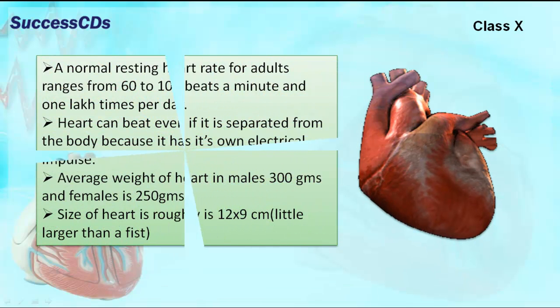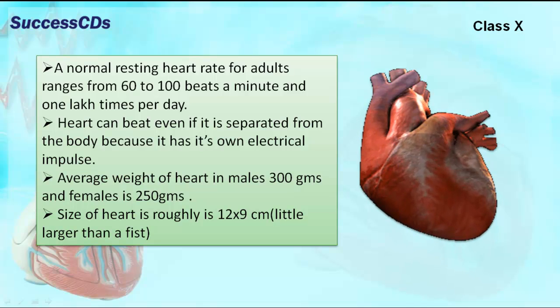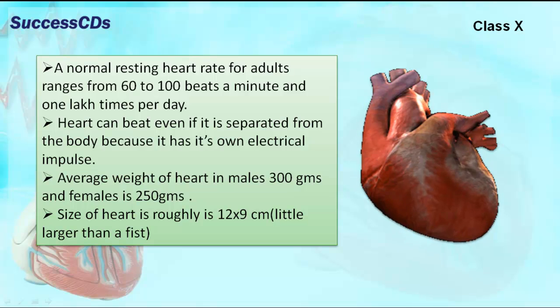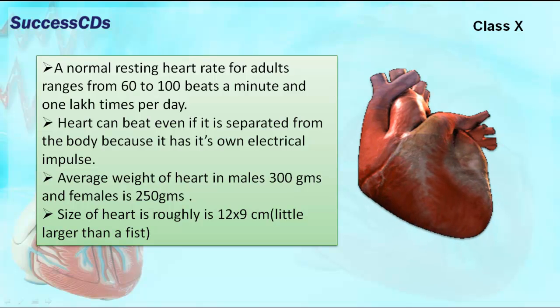Some interesting facts about the heart. A normal resting heart rate for adults ranges from 60 to 100 beats a minute, and about 1 lakh times per day. The heart can beat even if it is separated from the body because it has its own electrical impulse.